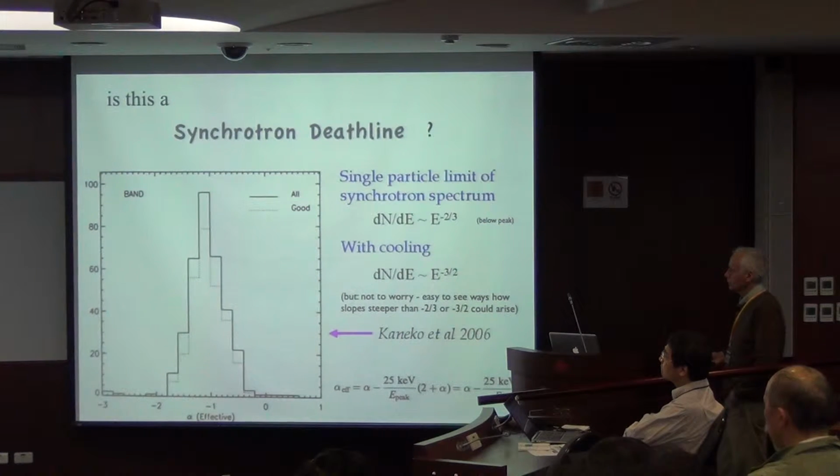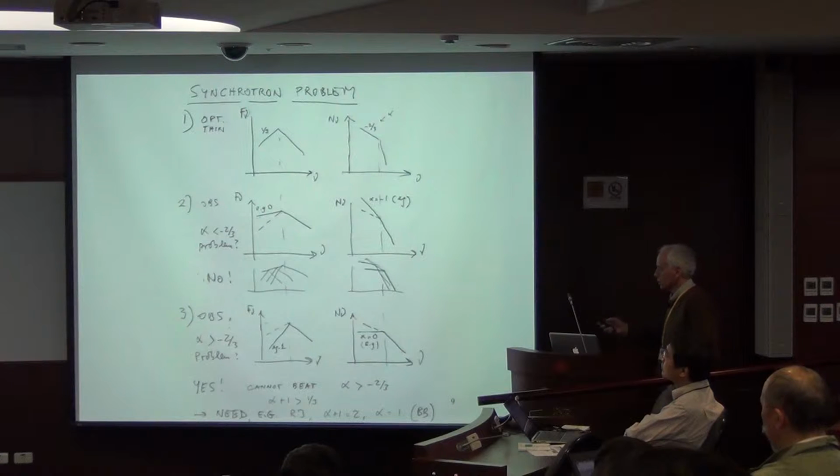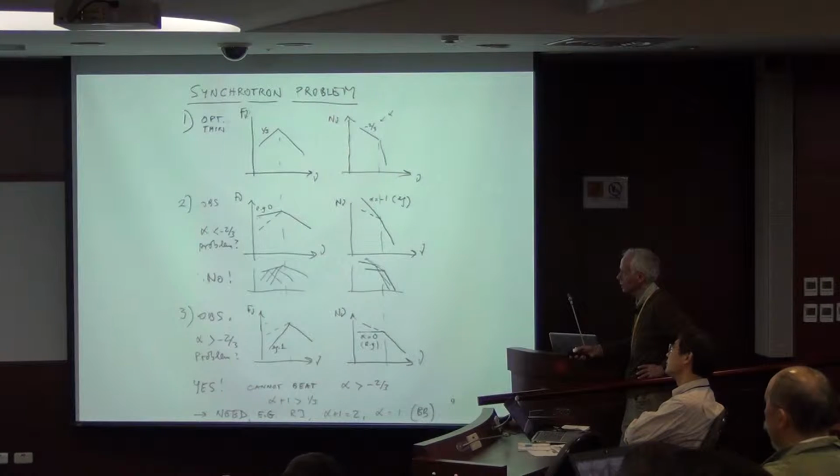And it's the fact that we do have a lot of indices which are flatter and indices that are steeper than the minus 2/3. So is this a problem or not? What it should be is, in F nu, it should be 1/3 and something like minus 1, and in photon number n sub nu, it should be minus 2/3 and so on.